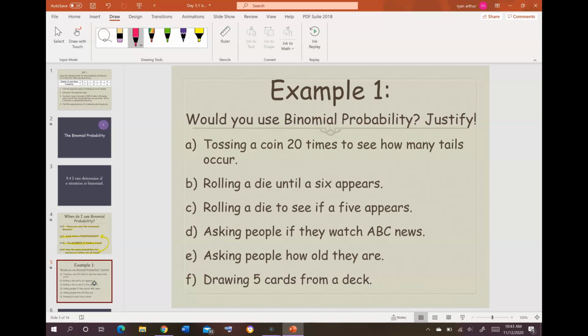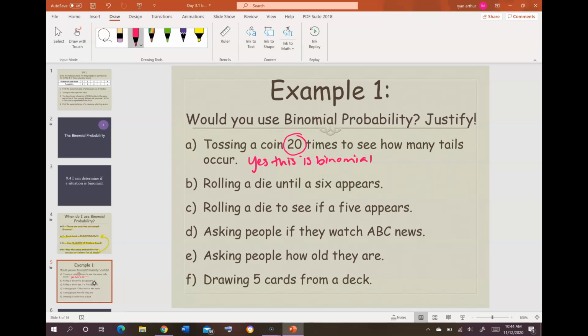All right, tossing a coin 20 times to see how many tails occur. B, are there 2 outcomes? Yeah, I'm either going to get a heads or I'm going to get a tail. So we're good with B. I, is it independent? We've already stated tossing a coin is independent, so it's independent. Do you know how many times you're going to flip this coin? Yeah, I'm going to flip it 20 times, so we're good. And the last N, does the probability stay the same? It does. So you will say, yes, this is binomial.